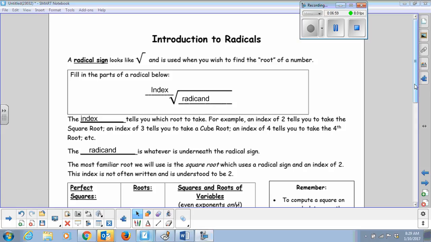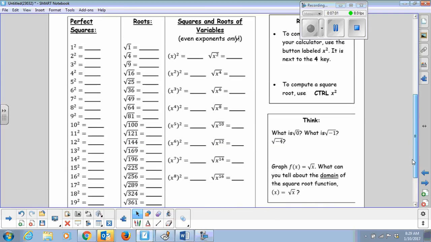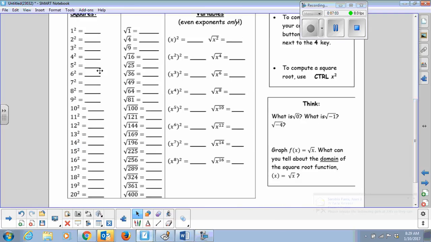For the rest of this page, it looks scary, but it's not. Use your calculator, fill this in, and then see if you can figure out the pattern. You can look through your packet because some of those rules can help you here.